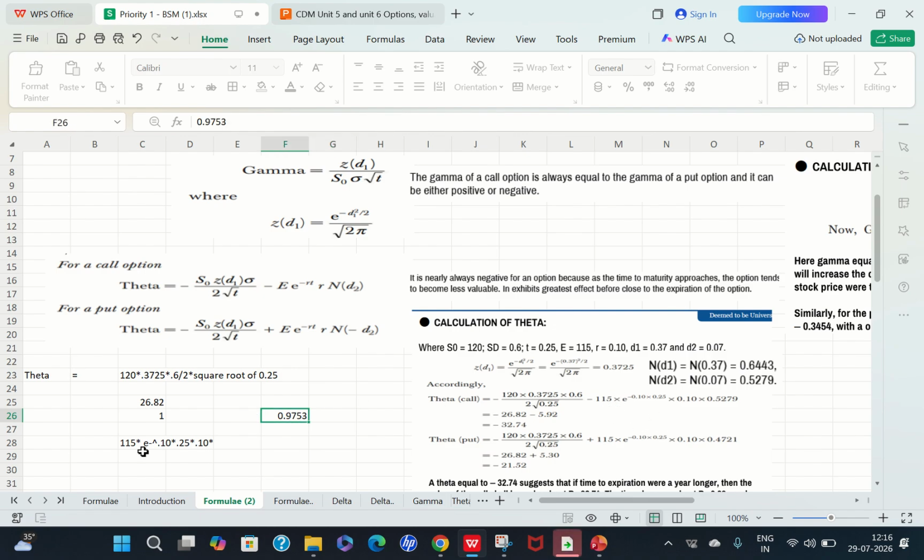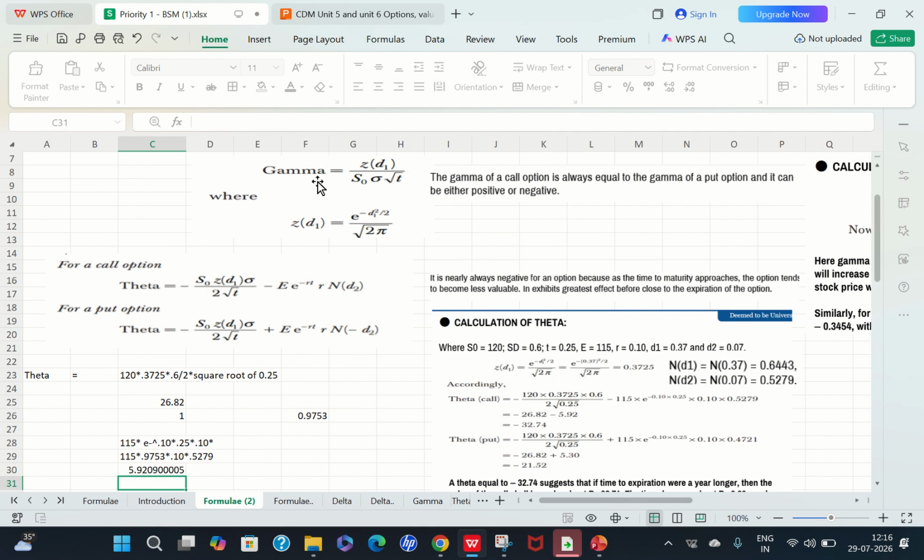So 115 into 0.9753 into 0.10, into N(d2). What is N(d2)? 0.5279. So what is the value you are getting here? It is equal to 5.92. You're able to understand.